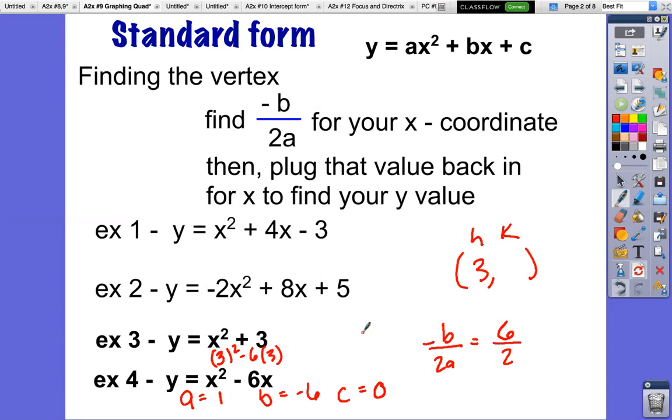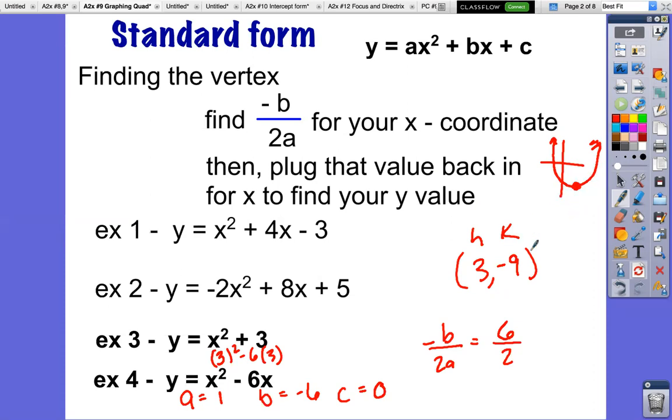Somebody tell me the answer. What is 3 squared minus 6 times 3? Is it -9? It is -9. And does this open up or down? I'll answer it for you. I still want to check this. It opens up.